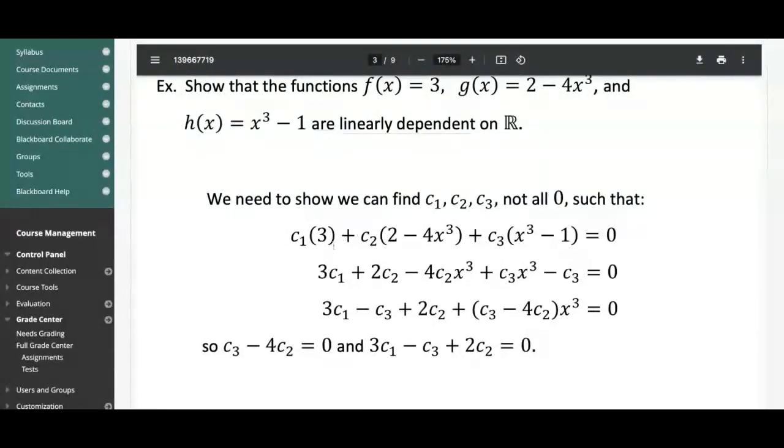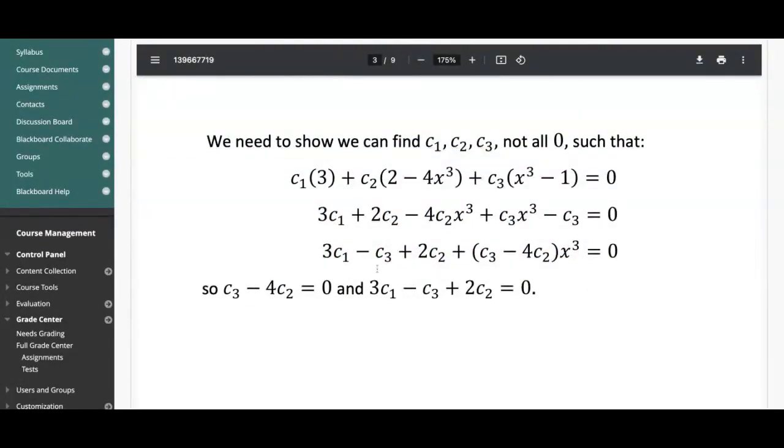Plug in F, G, and H, combine like terms, simplify, and we get this. We get these 3 constant terms to be 0 because the other side is 0, and we also get this to be 0. So we get 2 equations: C3 minus C2 equals 0, and 4C2 equals 0. How many variables do we have? We have 3 variables. Those 2 equations are not enough to solve for C1, C2, C3.